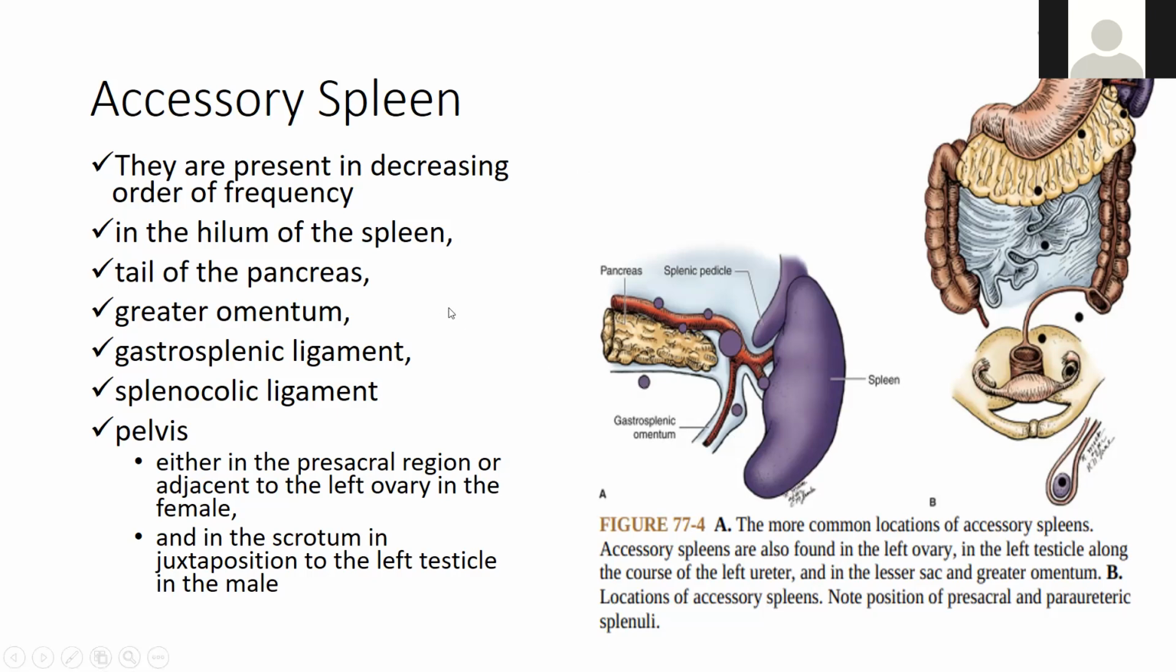Most commonly it is in the hilum of the spleen, but they can also be found at the pancreas, the greater omentum, the gastrosplenic and splenocolic ligaments, and they can go right down to the pelvis near the left ovary and the left testis. So it's an important component to look for, especially when you do a splenectomy in patients with an underlying hematological cause of splenomegaly.